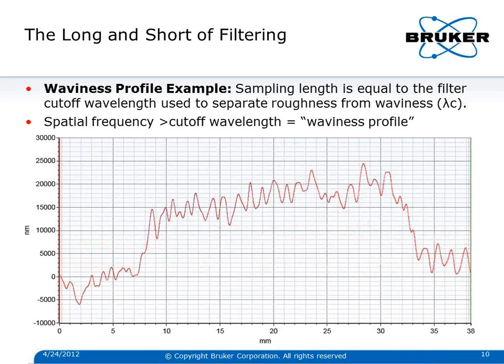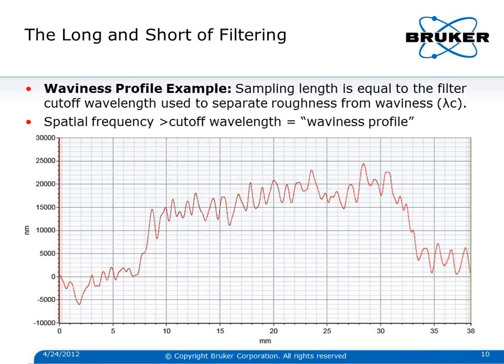The waviness profile is taken from the same data and using the same cutoff filter, but the data that is passed through, or the data that's greater than the cutoff wavelength, is what we call the waviness profile. So it uses the same cutoff typically for the roughness and the waviness. It's just that one passes through the data and the other one filters the data. So that's the difference between the waviness and the roughness profile.